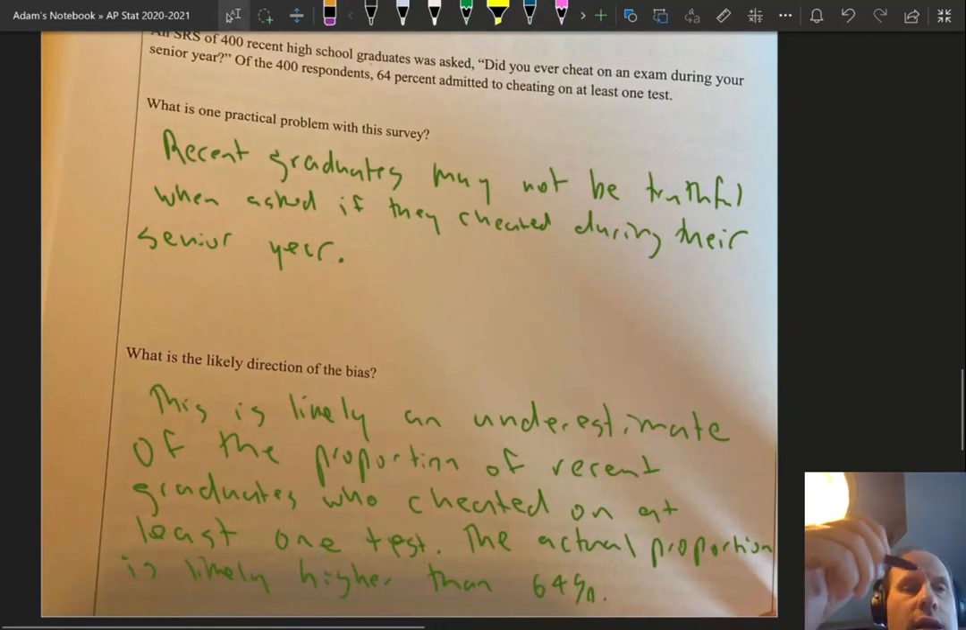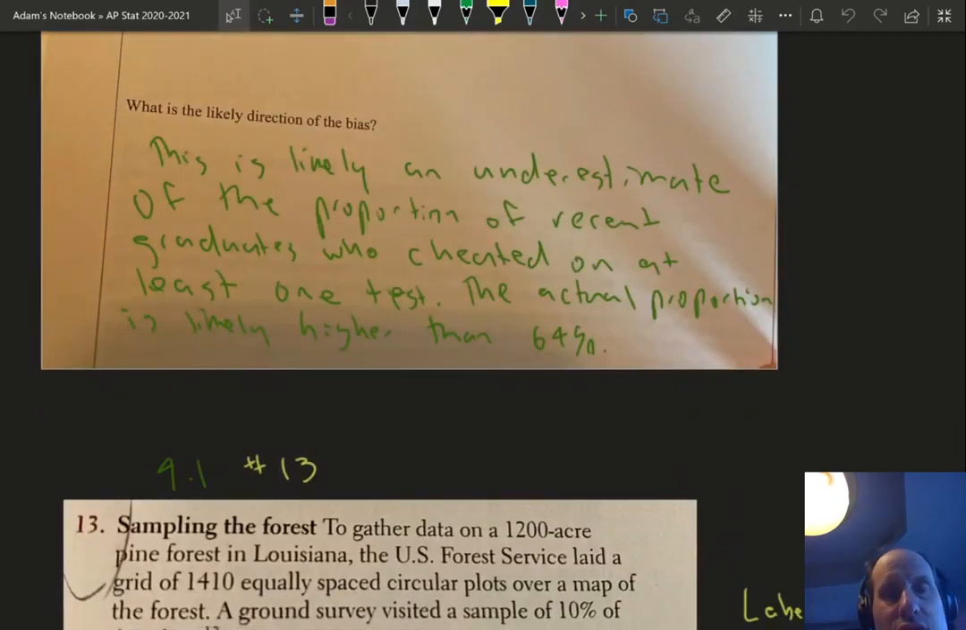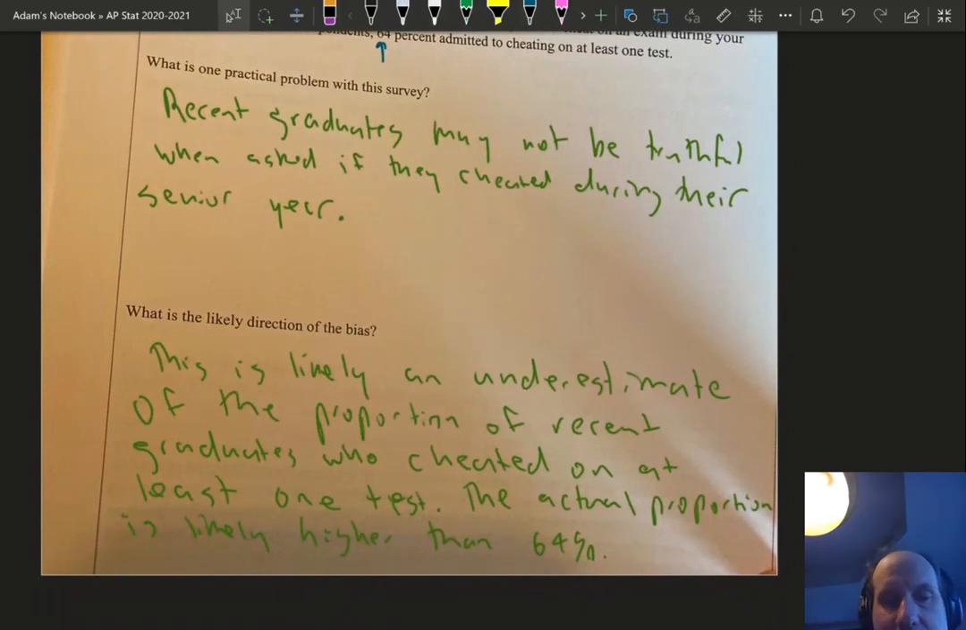In this case, recent graduates may not be truthful when asked if they cheated during their senior year. So you don't have to actually say this is response bias. You just have to explain that recent graduates may not be truthful when asked if they cheated during their senior year. A lot of people won't be truthful. What's the likely direction of this bias? We think it's probably higher than 64, so that means 64 would be an underestimate. So this is likely an underestimate of the proportion of recent graduates who cheated on at least one test. The actual proportion is likely higher than 64%. Okay?